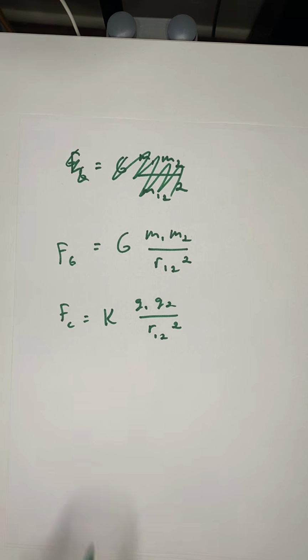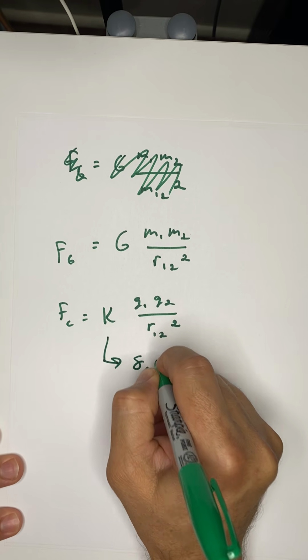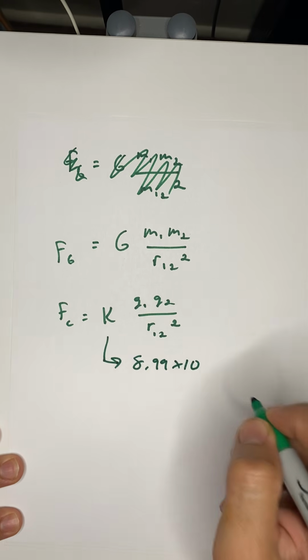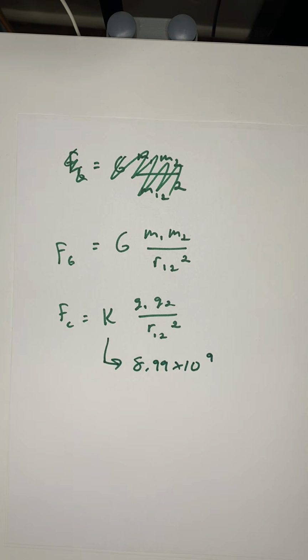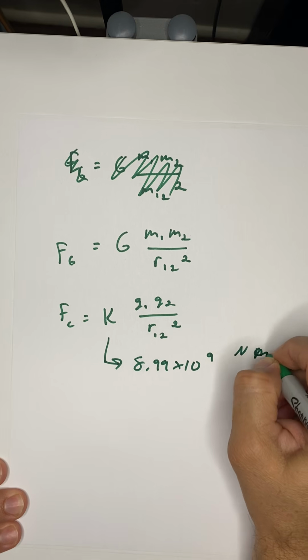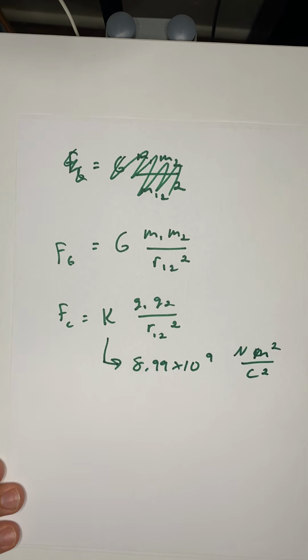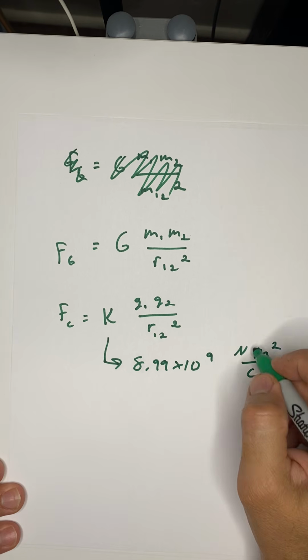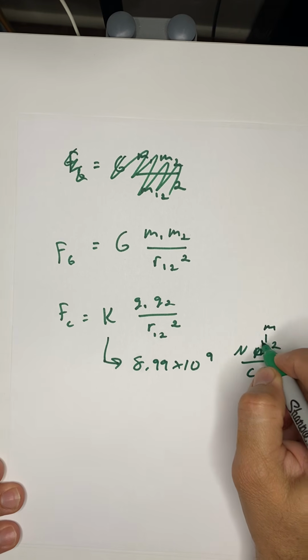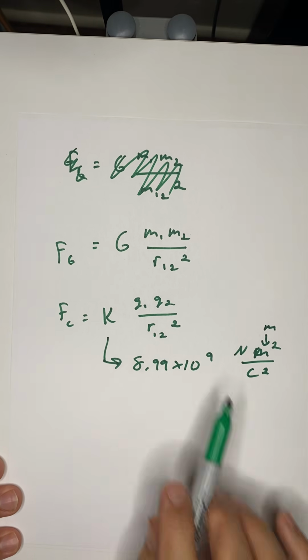The electrical force, as I said, by magnitude, this number is about 8.99 times 10 to the 9th. There are some units associated with that, of course. You probably figured it out. It's newton meter squared over coulomb squared to make the units work here, to leave you with newtons. Don't worry about the units for now, though. 8.99 times 10 to the 9th.